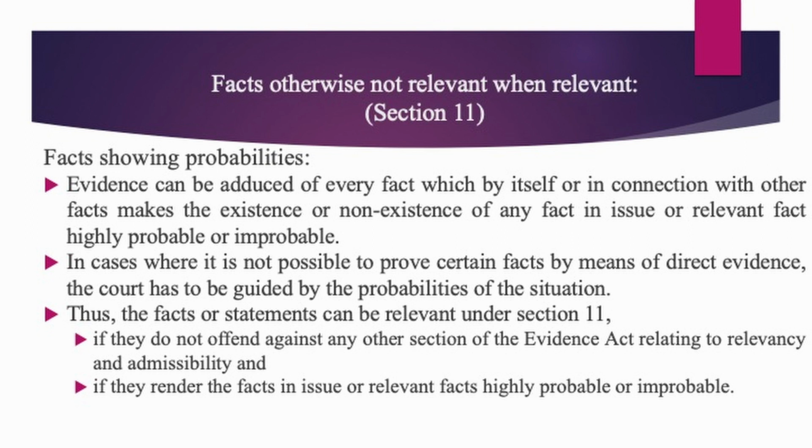Supposing the question is whether A committed a crime, and the circumstances are such that the crime must have been committed either by A, B, C, or D. Every fact which shows that the crime could not have been committed by anyone else and that it was not committed by B, C, or D is relevant. Evidence of these circumstances makes the fact in issue that A committed the crime highly probable.